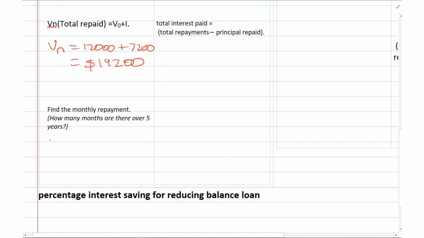So our payment is 5 years times 12 months divided by, no, I got that in the wrong order. It's going to be 19,200 divided by 5 times 12 for the reasons I gave before. And that will give me a value of $320 per month.